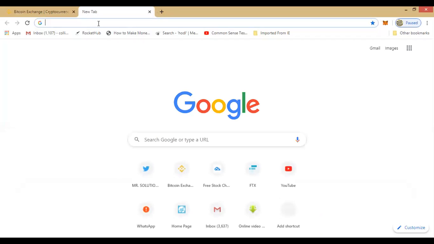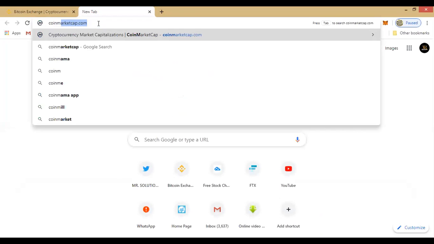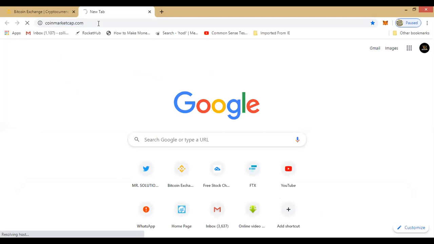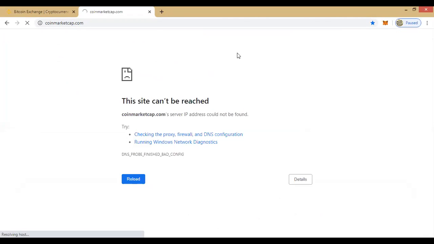Okay, CoinMarketCap.com. I'm waiting for it to load. Just be patient. Having a network glitch. Okay, it's loading.